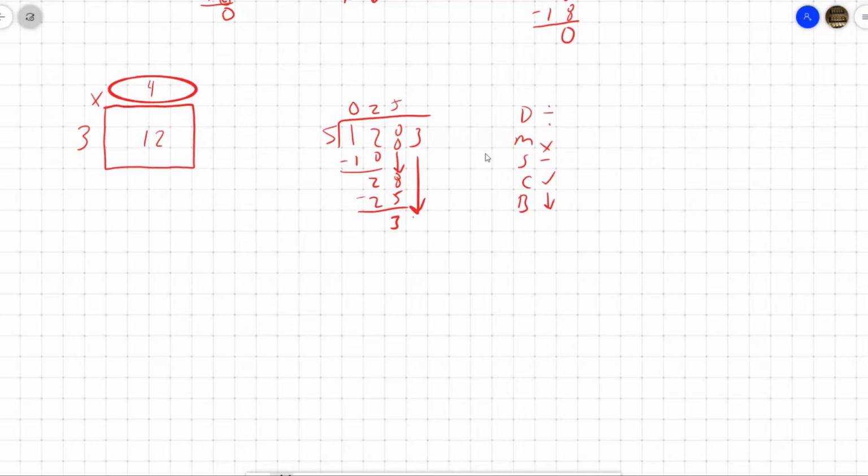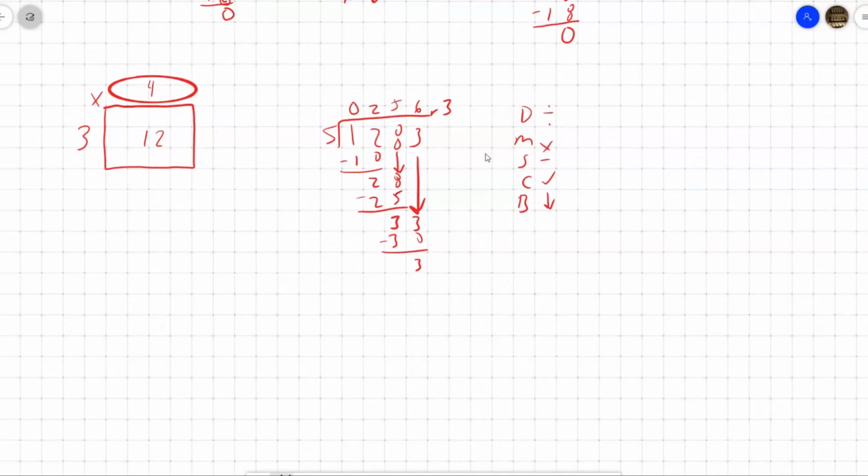Bring down. And if I'm going too fast, definitely feel free to pause the video and work at your own pace. There's 6. 6 times 5 is 30. Subtract. And now I do have a remainder, and there's nothing left to bring down. So 256, remainder 3. Now there's a couple things we can do with the remainder, and I'll focus on those in a future video. But for now, 256, remainder 3 is going to give me my answer.